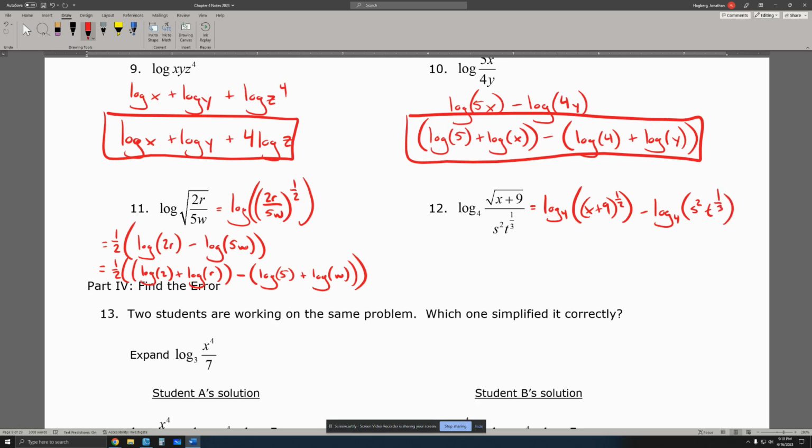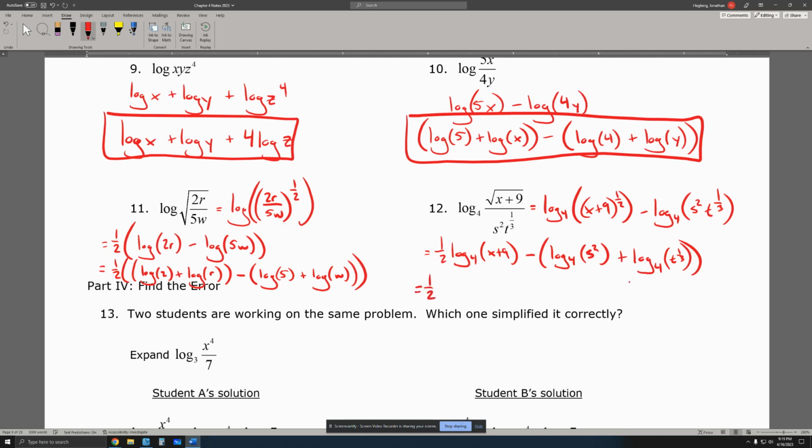Now we'll bring out that power. So we have 1/2 log base 4 of x plus 9. And then we have a product here. So I'm going to say log base 4 of s squared, and then plus log base 4 of t to the 1/3. Okay. And that needs to be a grouping there with parentheses because we're subtracting that whole quantity there. Okay. Finally, let's deal with those powers. We'll bring that out front, and then that'll give us our answer.